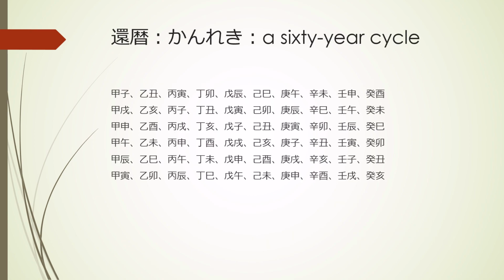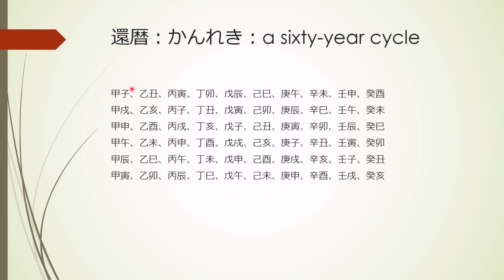Lastly, the Eto is a 60-year cycle. Okay, so the combinations of each one of these take 60 years to complete. Therefore, a completion of this cycle is known as a kanreki. Kan means to go round, and reki means koyomi, or calendar. So kanreki, the title for the full completion of the 60-year cycle, is also the name given to a 60th birthday.